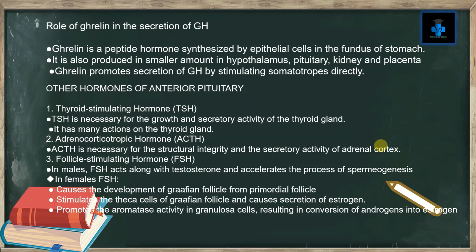Number 3 is follicle stimulating hormone. In males, follicle stimulating hormone acts along with testosterone and accelerates the process of spermiogenesis. In females, the follicle stimulating hormone causes the development of Graafian follicle from primordial follicle. It stimulates the theca cells of Graafian follicle and causes secretion of estrogen. It promotes the aromatase activity in granulosa cells, resulting in conversion of androgen into estrogen.